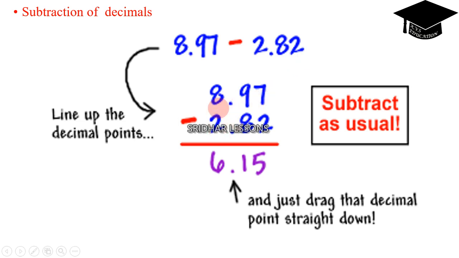8.97 exactly down to here, 2.82. Now you can subtract as usual. 7 minus 2 is 5, 9 minus 8 is 1, 8 minus 2 is 6, and we have to put the decimal here. So the value is 6.15.